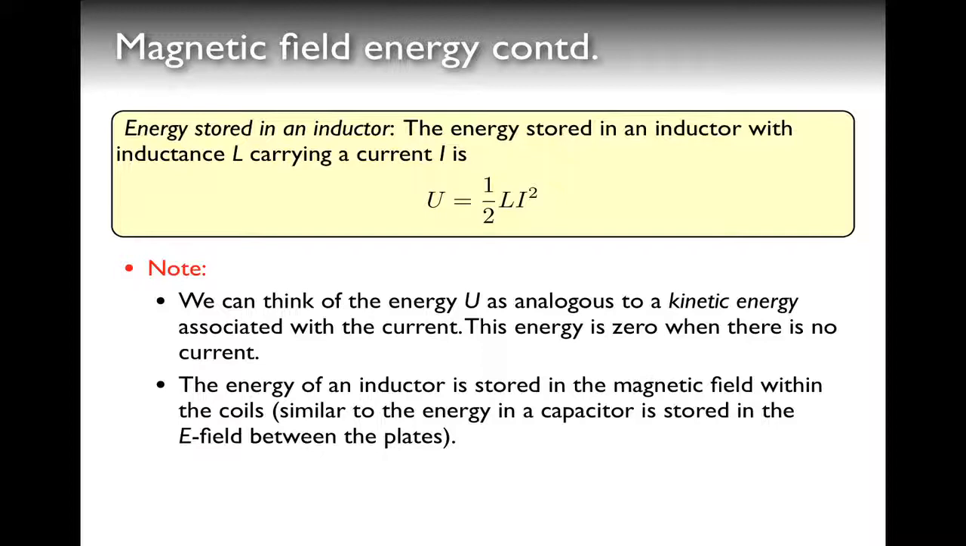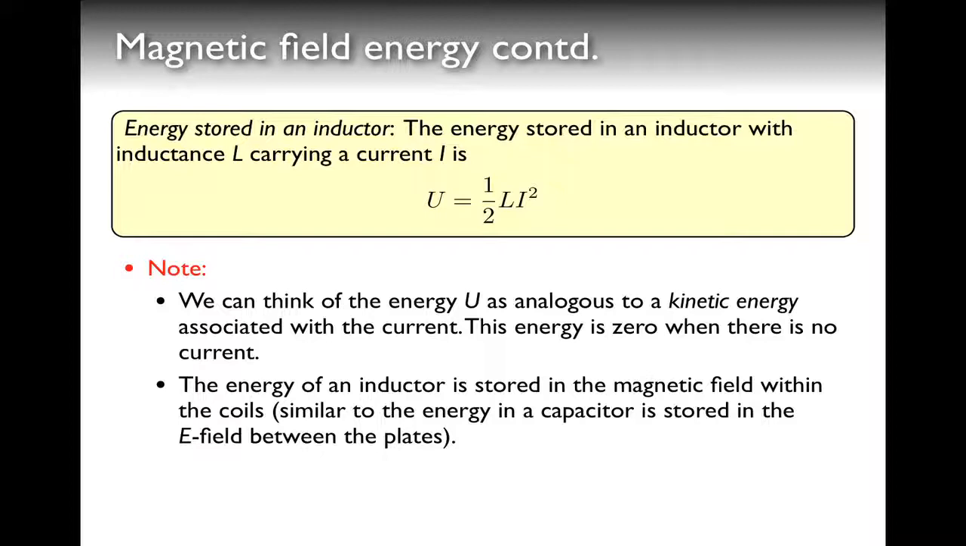We can think of this energy U as analogous to a kinetic energy associated with the current, and this energy is 0 when there is no current. In the same way that there is no kinetic energy when, for example, a particle is not moving, in other words, when the velocity is 0. The energy of an inductor is stored in the magnetic field within the coils in a similar way that the energy in a capacitor is stored in the electric field between the plates.